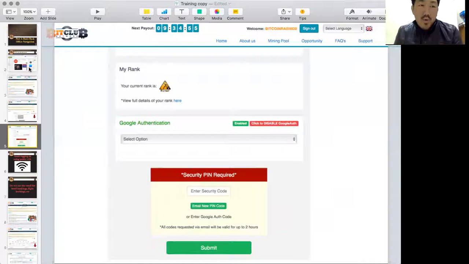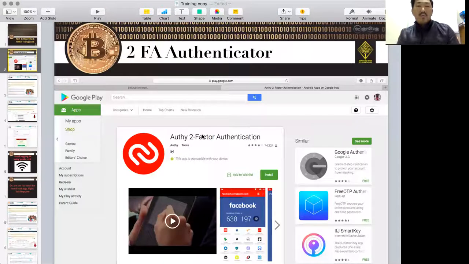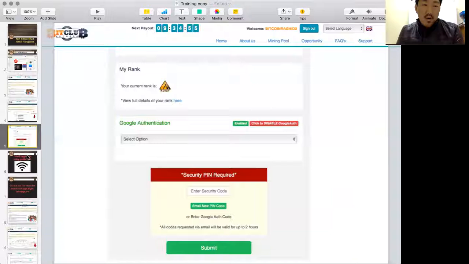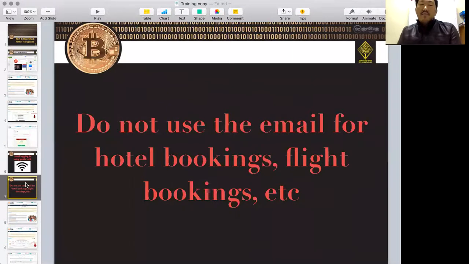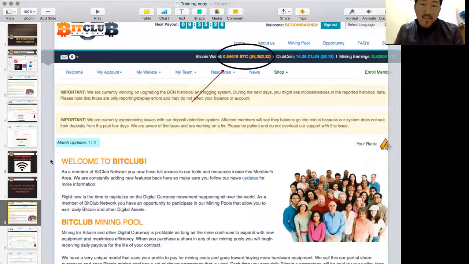What you want to do is set it up on a few devices, not just one phone. If you drop your phone in the ocean, mati lah. So get it on a few phones, your iPad, okay? Also, when logging into your account, try to avoid using public Wi-Fi, okay? And that email you use, try not to use it for hotel bookings, flight bookings, and stuff like that. Keep it solely for your Big Club account. This is to keep it safe, all right? Bitcoin cannot be hacked, but your back office can if you're careless.